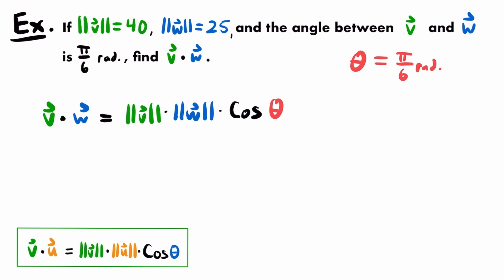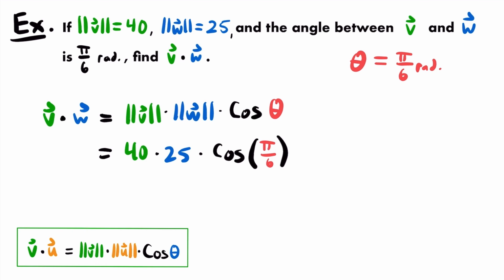Okay, so now all we have to do to calculate the dot product of these two vectors is just plug in everything we know and evaluate. All right, so this will be equal to the magnitude of vector v times the magnitude of vector w. So we'll have 40 times 25, right? Those are the two magnitudes of our vectors. We were given that in this problem. And then we're multiplying by cosine of the angle between those two vectors, which is pi divided by 6.